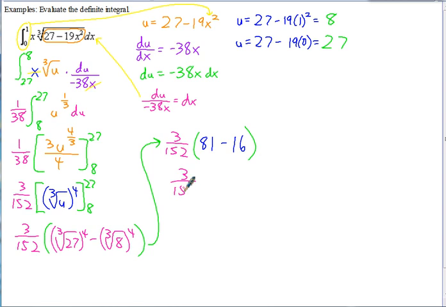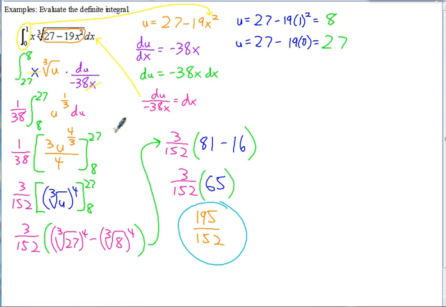So we've got 3 over 152 times 81 minus 16, which is 65. Now let's see if that reduces at all. Well, 65 is made up of 5 times 13. Well, 5 doesn't go into 152, and neither does 13, so that does not reduce further. So we can just multiply the 65 times 3. Well, 60 times 3 is 180. 5 times 3 is 15. 180 plus 15 gives you 195 over 152. So that's what this definite integral equals.